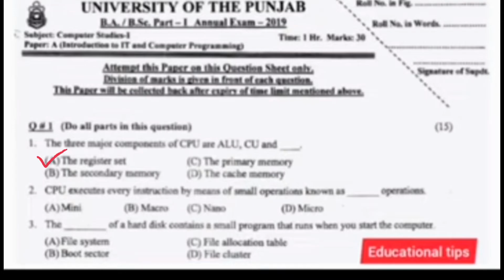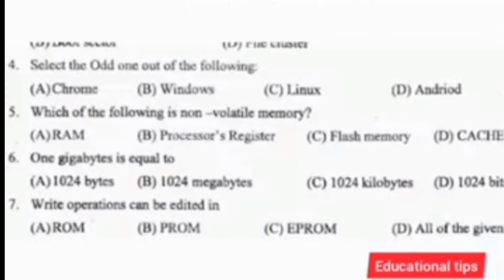CPU executes every instruction by means of small operations known as dash operation. Micro. The dash of the hard disk contains a small program that runs when you start a computer. Boot sector. Select the odd one out of the following. Android. Which of the following is non-volatile memory? Processor register. 1 gigabyte is equal to 1024 megabytes. Write operation can be added in EPROM.